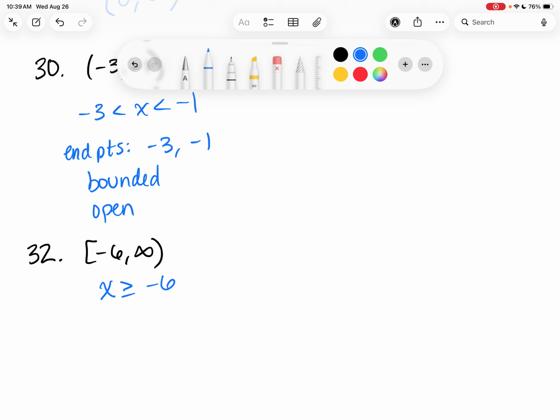All right, endpoints. -6 and never. Yep, so it really just has one, and it is -6. It's trying to trick you, and I couldn't. Unbounded and closed. Yep, unbounded and closed.